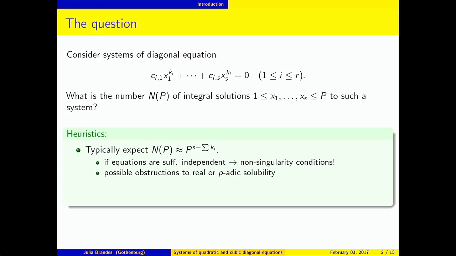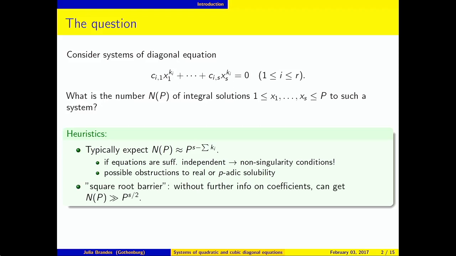some kind of independence. So we'll need some kind of non-singularity condition on the coefficients, because otherwise we could have twice the same equation, right? So we need to avoid things like that. And there may be other good reasons why we might not have any solutions at all. For instance, if we have definite equations in there, say a quadratic one with only positive coefficients. But in general, the philosophy is that we should have roughly this many solutions unless there's a good reason why we should not have that.